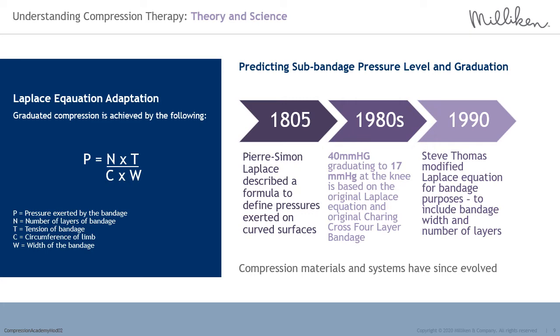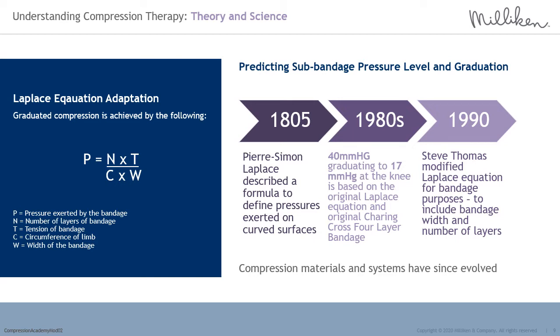In 1990, Steve Thomas recognised deficiencies using the original Laplace and adapted the equation to include bandage width and number of layers used, specifically for compression bandage use. The adapted version relates pressure exerted by the bandage to the number of layers used, applied tension, limb circumference, and width of the bandage. This adapted version has since featured in the published literature.